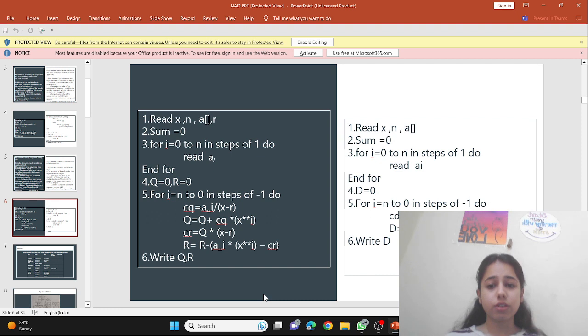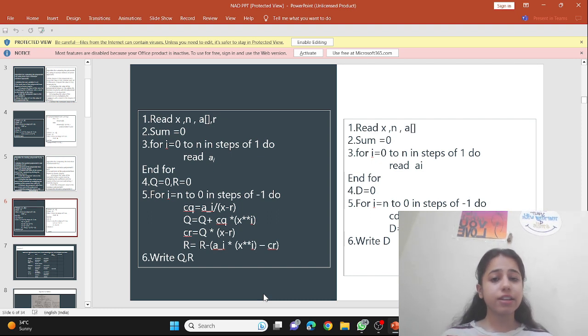Now we'll see the algorithm. Read x and r, then initialize sum equal to 0. For i equal to 0 to n, in steps of 1, do read ai. And for q equal to 0, then we have to initialize quotient as 0, remainder as 0. For i equal to n to 0, in steps of minus 1, do cq equal to ai divided by x minus r. Q equal to q, we are calculating, we are writing how to calculate this quotient, remainder and all. Then we'll write q, r.